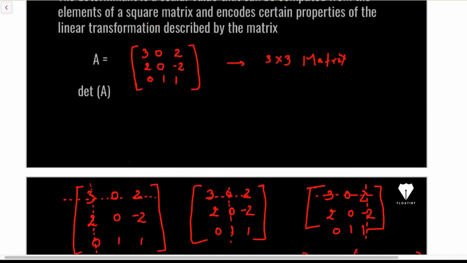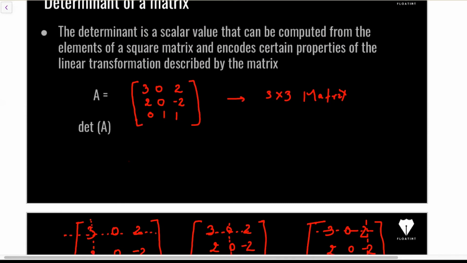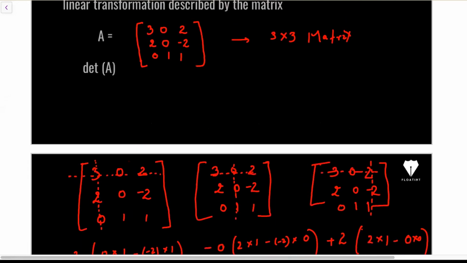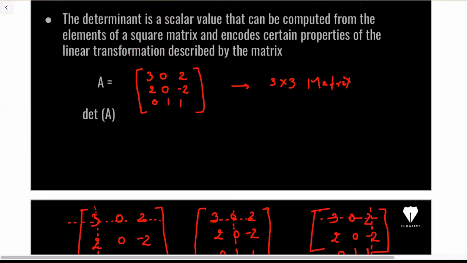So straight away I'll go to the formula, like how you determine the determinant of a matrix. Let's take this example matrix. This is a 3 cross 3 matrix, and in this you have these elements: 3 0 2, 2 0 -2, 0 1 1. These are rows. You have three rows and 3 columns. That is clear now.